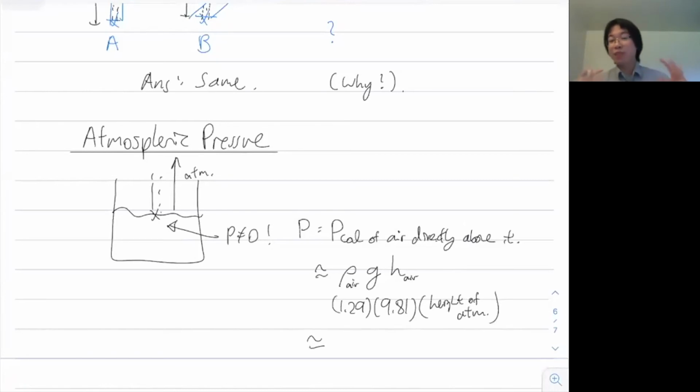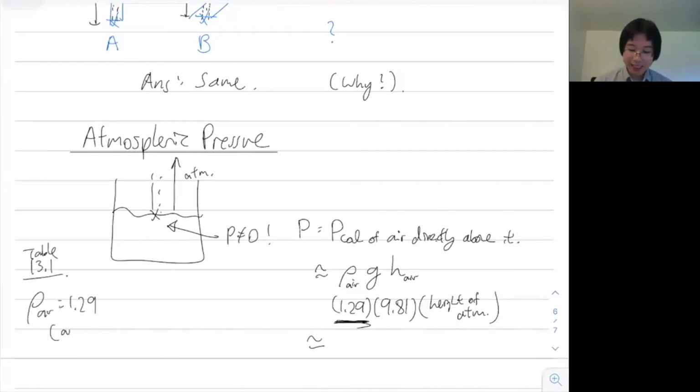I do want to emphasize rough answer because technically, as I mentioned, the density changes. The density is not constant for the atmosphere. If you go that far high up, it will gradually go to zero. So which density? What is the 1.29? The 1.29 is actually at sea level. So if you look at table 13.1 in your textbook, it has the list of the pressures, density, sorry. This is actually at sea level.